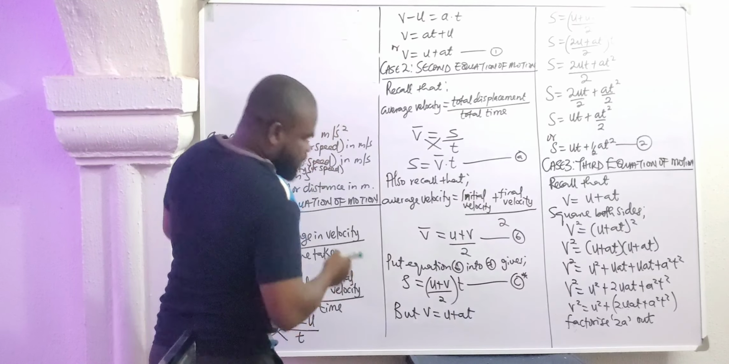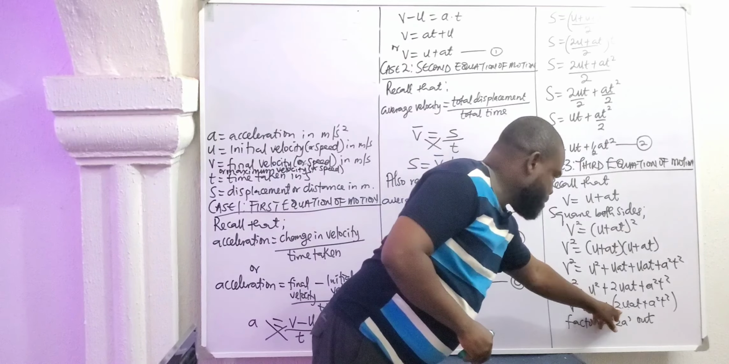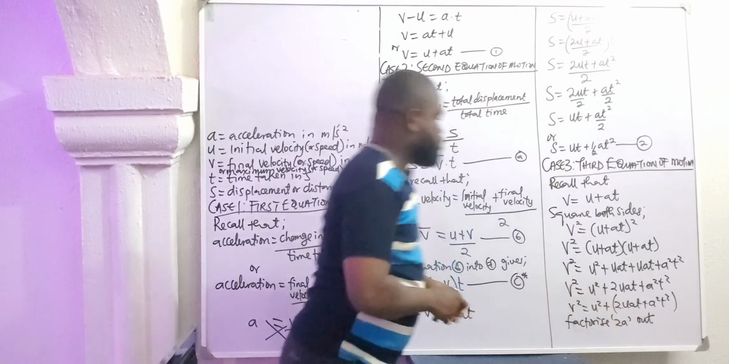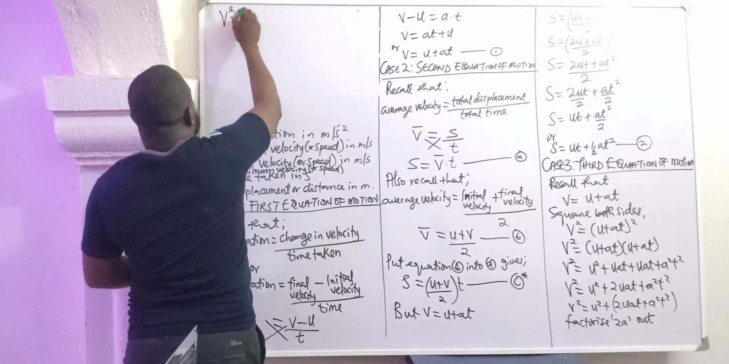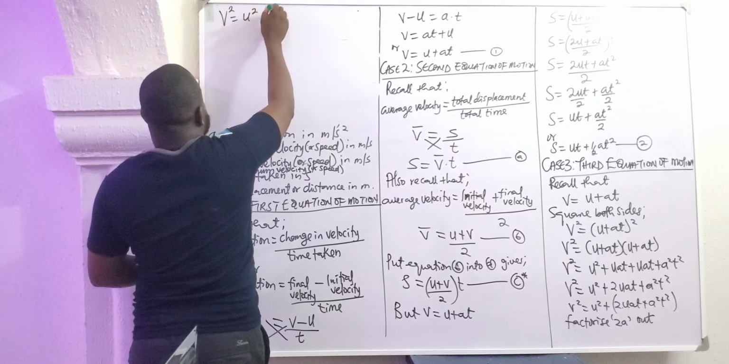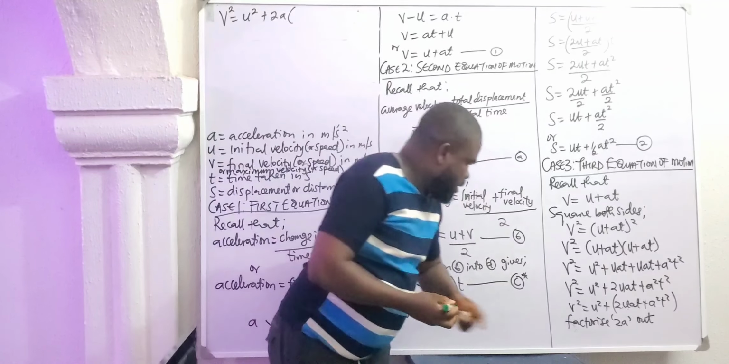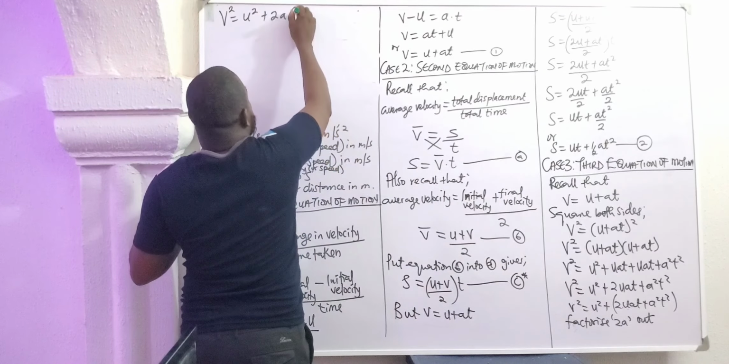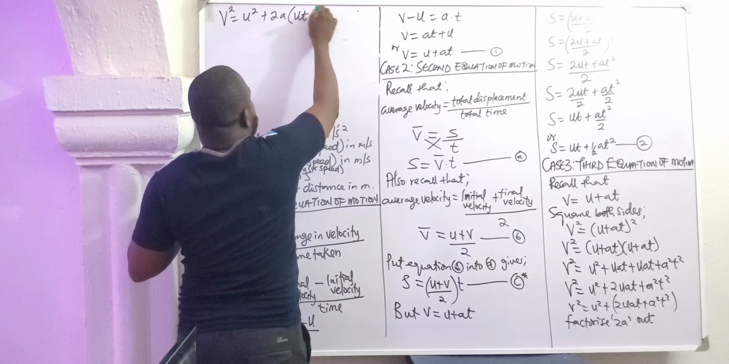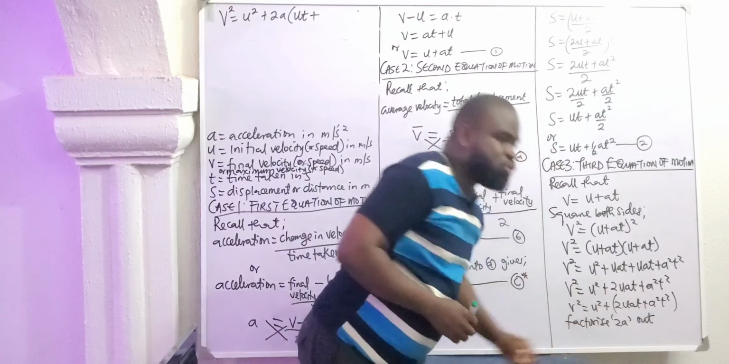Let's look at it. If you check this, you will see that this first term has 2A. So it will be easier to factorize it out. So I have V squared is equals to U squared plus 2A, open bracket. Then this term has 2A. If I bring 2A out of it, I have UT left. Plus, this second term has A but does not have 2.